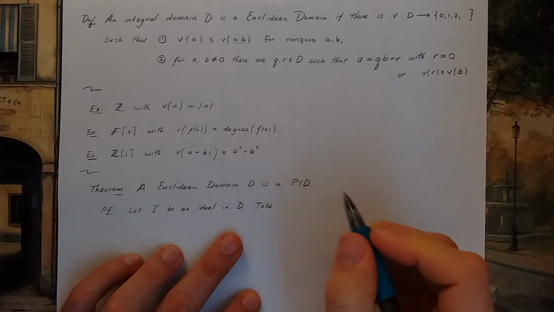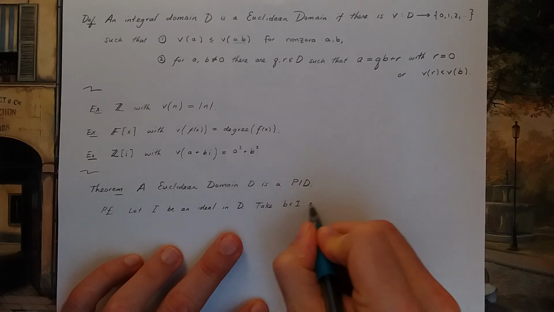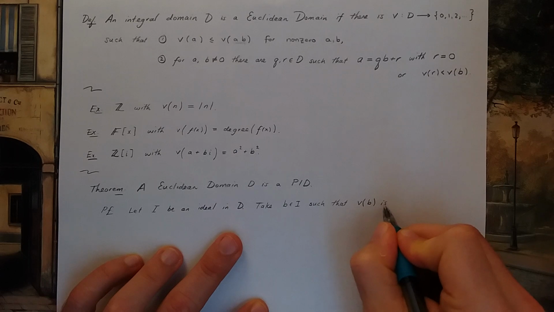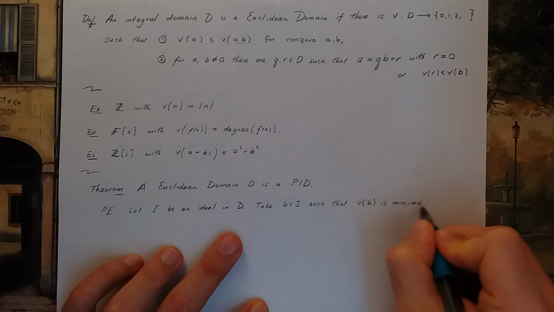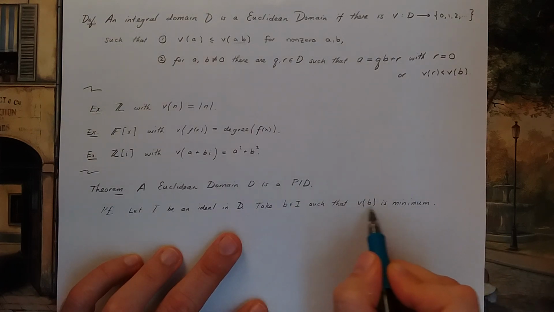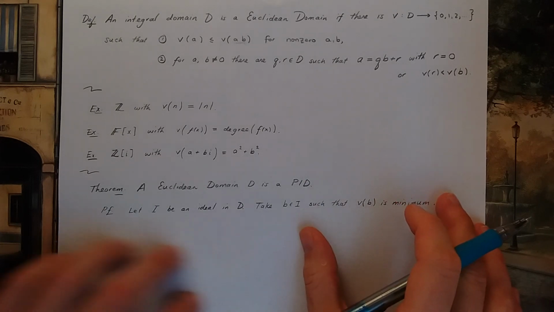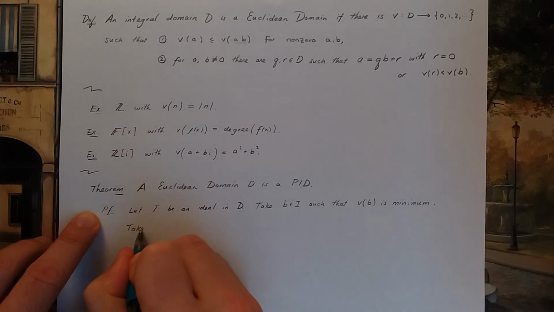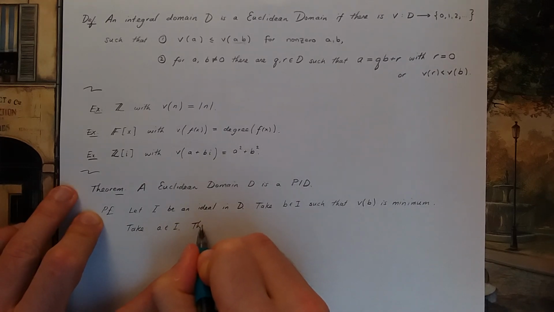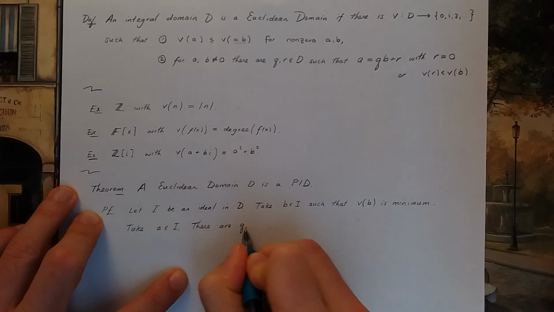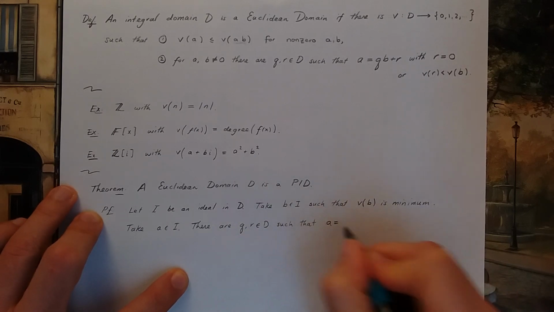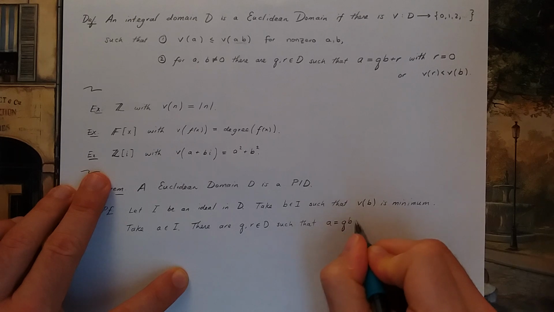Take a B in I such that the value VB is minimum. So look at all the elements in your ideal I and find one of them that has a minimum valuation. Then take any other element A in your ideal. There are a Q and an R such that A is QB plus R.